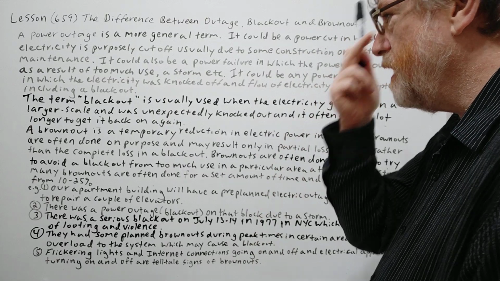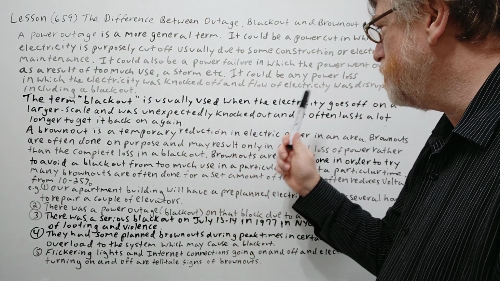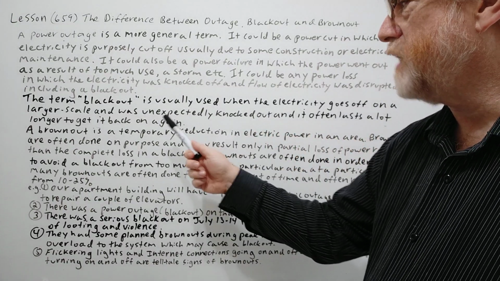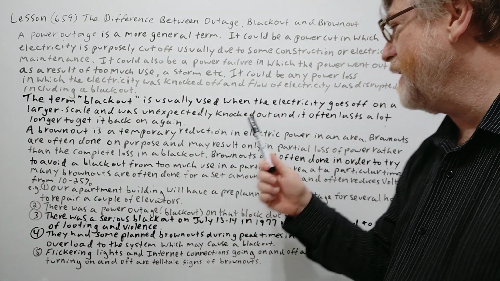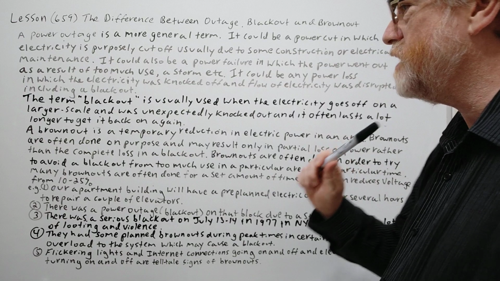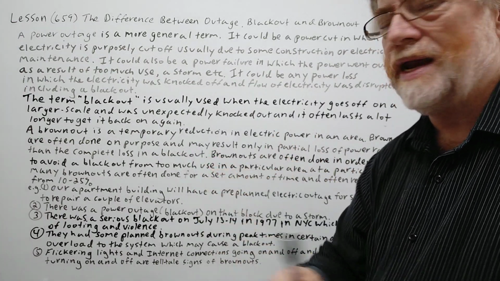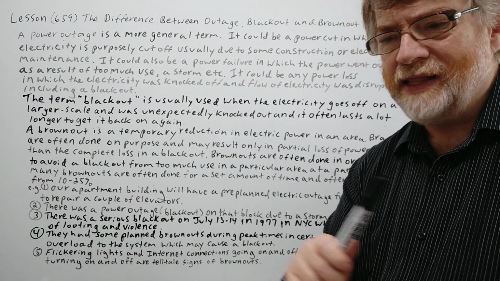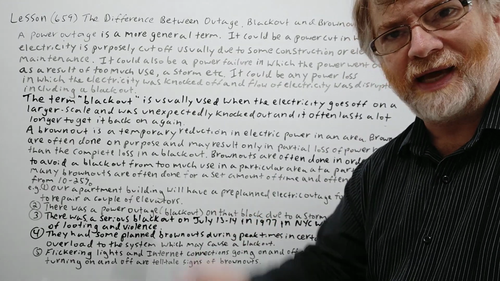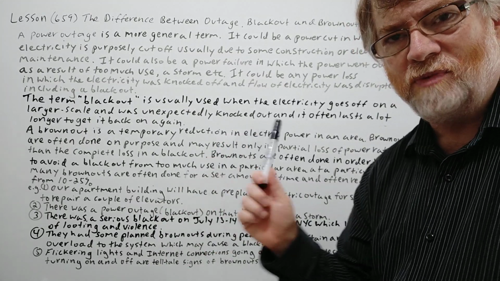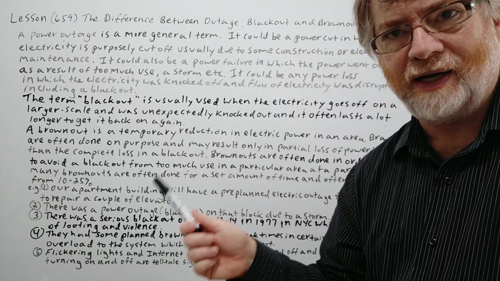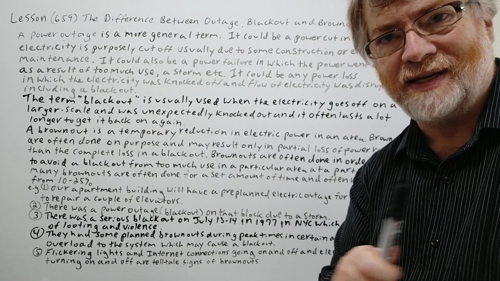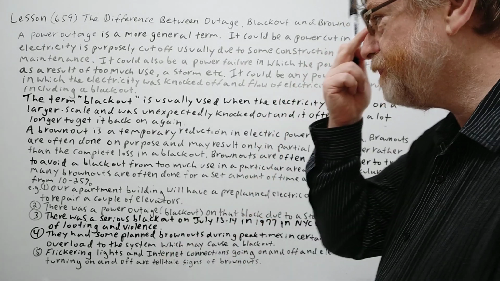Let's continue. The term blackout is usually used when the electricity goes off on a larger scale and was unexpectedly knocked out, and it often lasts a lot longer to get it back on. When it's a blackout and it wasn't planned, they have to find where the problem is. They got to send people out. You'd be lucky if it gets on that day. Sometimes it's not until the next day, or sometimes it could even be longer.